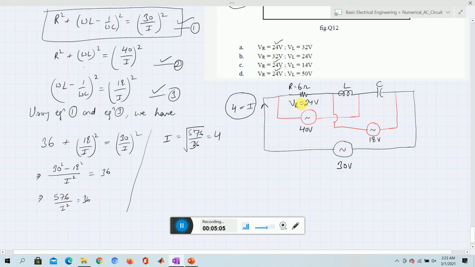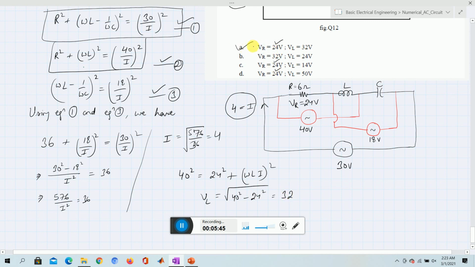Second thing is that we are getting the voltage across this R and L as 40 volts. So we can say 40 square is equal to 24 square plus the square of the inductor voltage, because this is like having a relation like I square R square plus I square omega L square. So we can simply write 40 square is equal to 24 square plus VL square. So we can write VL is equal to root over of 40 square minus 24 square, which is coming around to be 32. So we get this first as a correct answer.